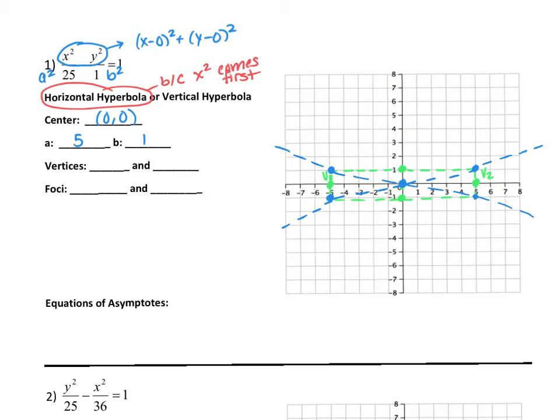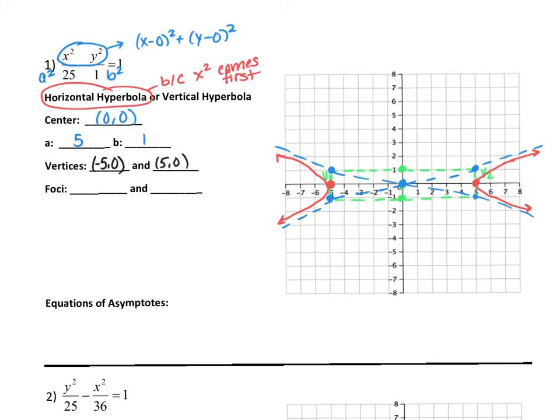If you want to graph your hyperbola now, all you're going to do is graph the two branches. Here's the vertex, and the one branch goes in between the two asymptotes, and the other branch goes between these two asymptotes. So this is your horizontal hyperbola. So now let's see if we can answer the questions. The vertices are here and here, which are at (-5, 0) and (5, 0).